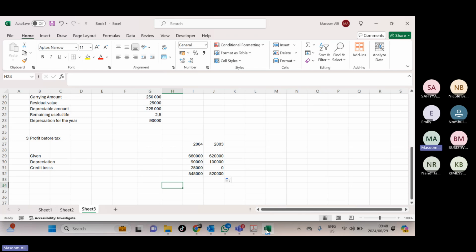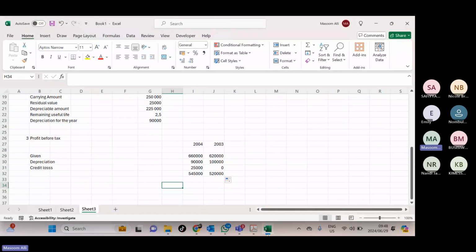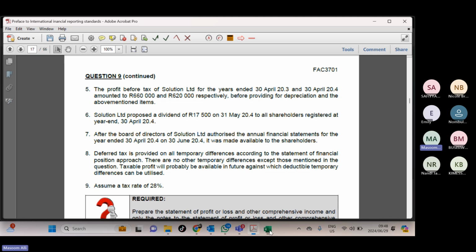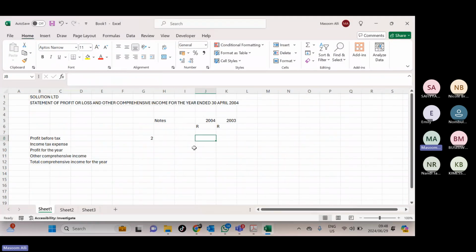Actually, this should be the other way around, 620 and 660, right? So there should be 620. That should be 660. Okay, so that's correct, right? So just make sure that you read the information well, and don't make the mistake that I made. So this was 2004, that was 2003. I had it mixed up, right? So these are your final amounts, right? And this you can transfer now into your templates.